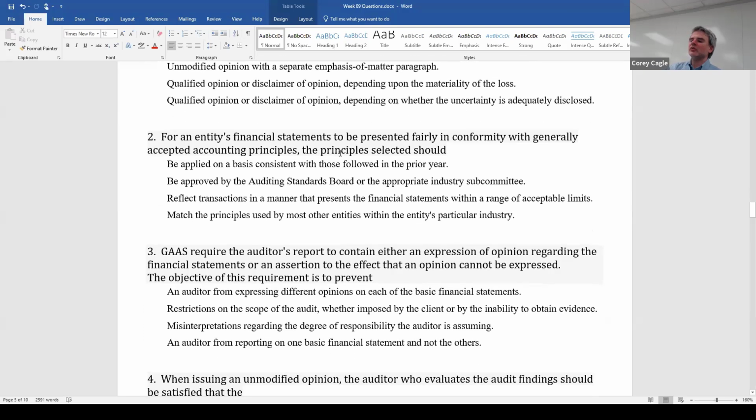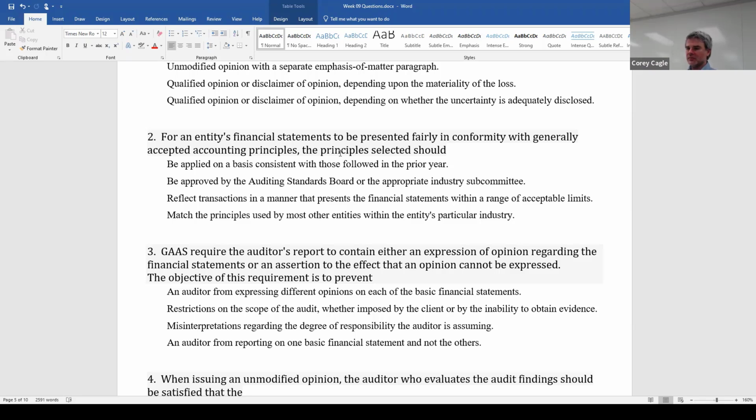Number 2 says, for an entity's financial statements to be presented fairly in conformity with GAAP, the principles selected should... A says it should be applied on a basis consistent with those followed in the prior years. That's not necessarily true. What if the basis in the prior year was not the way it should have been done, right? So you can't just automatically say, yeah, it works. Things can change and it's okay to make changes from year to year if you can justify it too. So A doesn't completely work.